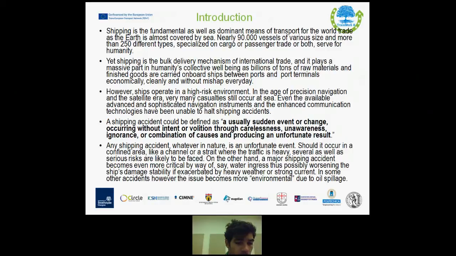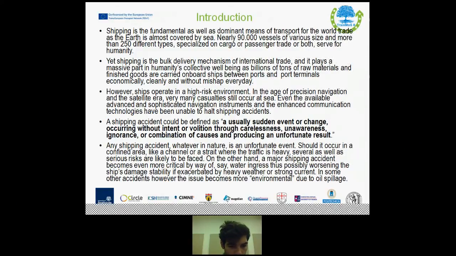A shipping accident could be defined as a usually sudden event or change occurring without intent or volition through carelessness, unawareness, ignorance, or a combination of causes and producing an unfortunate result. Any shipping accident, whatever its nature, is an unfortunate event. Should it occur in a confined area, like a channel or a strait where the traffic is heavy, several as well as serious risks are likely to be faced.